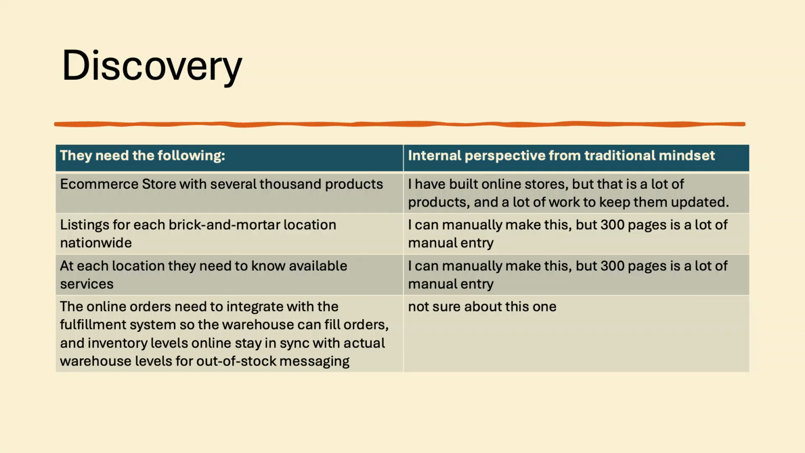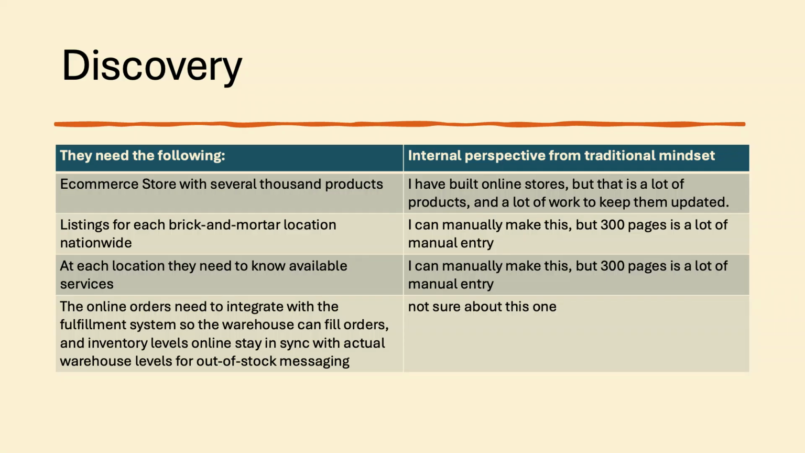And then you need listings for each brick and mortar location nationwide. So again, thinking 300 pages, that's a lot of pages to be able to maintain manually for all these locations. And then each of these locations has individual services that may vary between locations. They may not offer the same thing as everyone else. So now you've got to maintain all the pages. You can't just cut and paste all the different things. You've got to be able to maintain this data for all 300 locations. So again, lots of manual work to be able to maintain this.